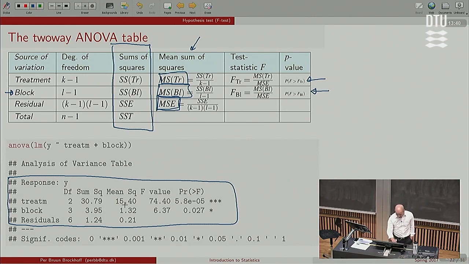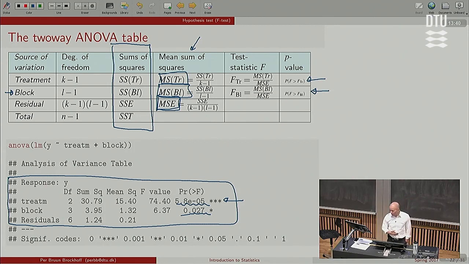And in this case, what is the conclusion on the treatment means? Are the treatment means different? Yes, they are. Good. What about the block means? Are they different? Yes.